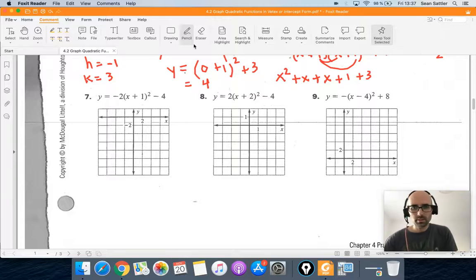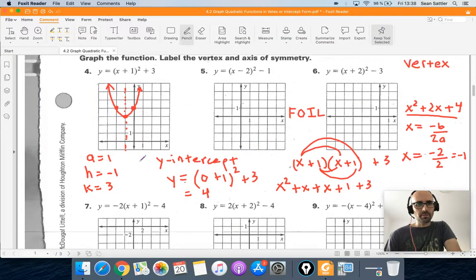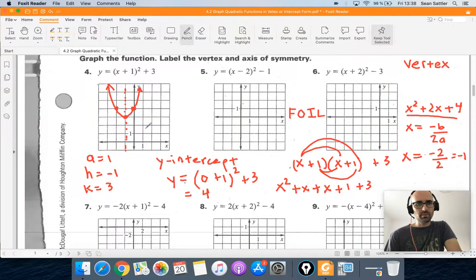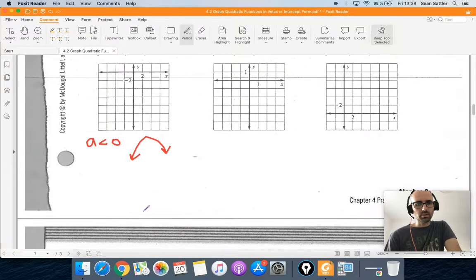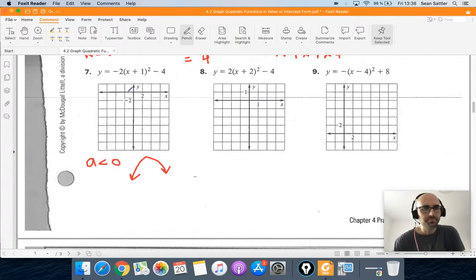So now I'm going to skip down to number 7, and you'll notice the a value is negative. If the a value is negative, so if a is less than 0, then this parabola is going to open upside down like this. Back in number 4, when the a value is positive, the parabola will open right side up. So in this case, a is -2.